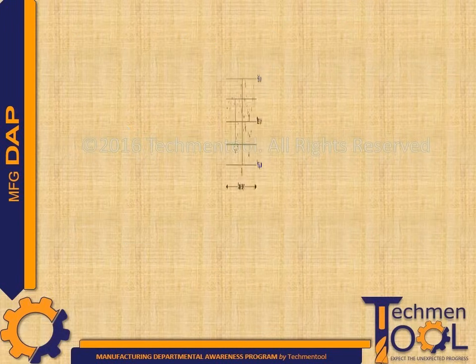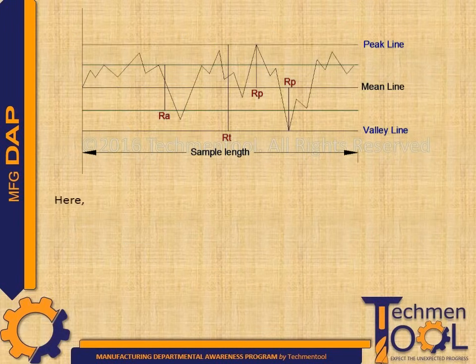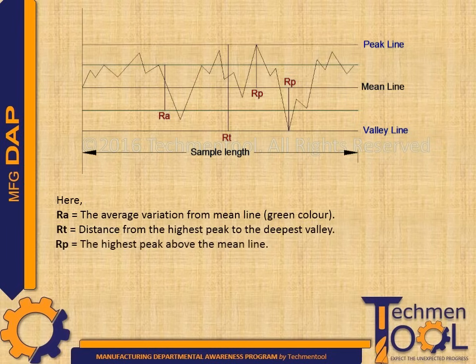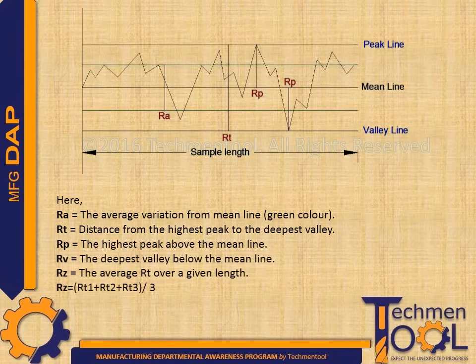From this figure you can see that for a given sample length, Ra is the average variation from mean line. Rt is the distance from the highest peak to the deepest valley. Rp is the highest peak above the mean line. Rv is the deepest valley below the mean line. Rz is the average Rt over given length. Example, Rz is equal to Rt1 plus Rt2 plus Rt3 divided by 3.